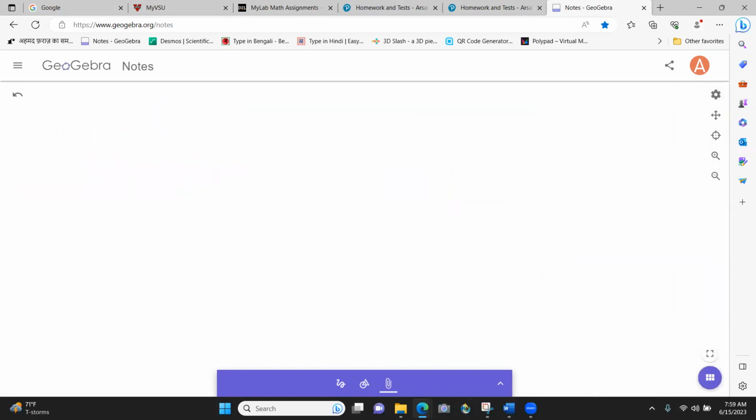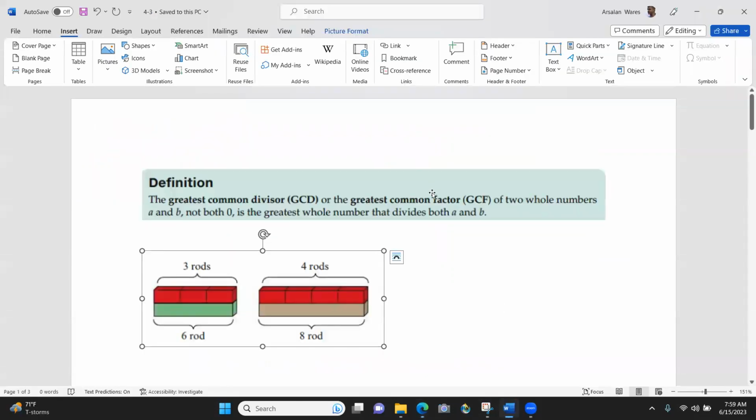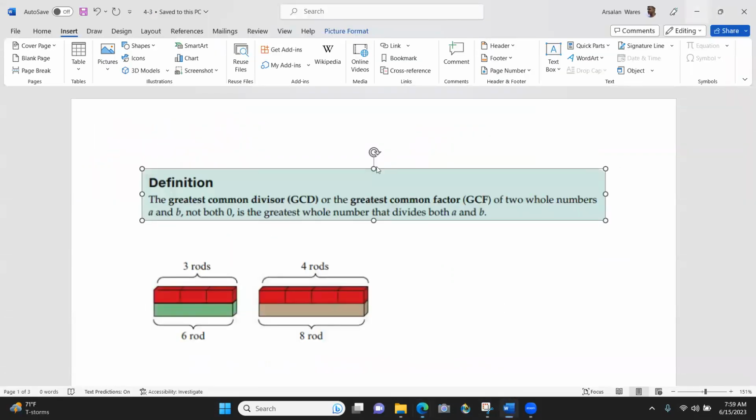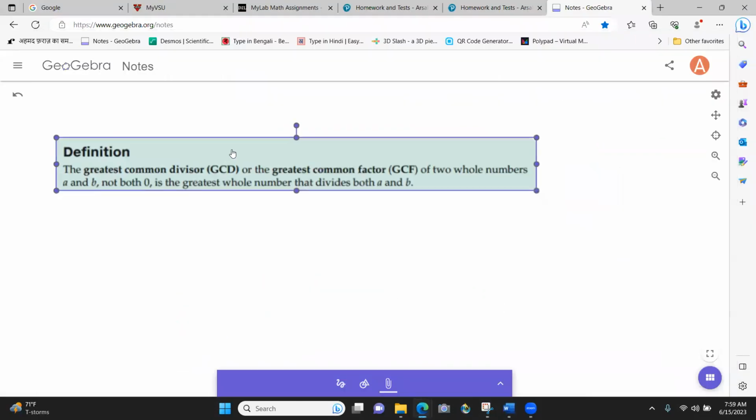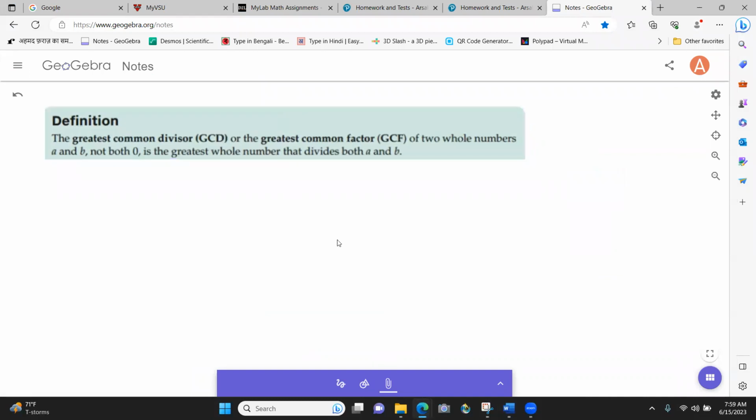So, guys, we are going to talk about GCD or GCF and LCM. GCD means greatest common divisor. A divisor is something that divides. We have studied that in 1.2, 4.1 and 4.2. Greatest common factor and GCD are the same thing. I tend to use the term GCD of two whole numbers, A and B.